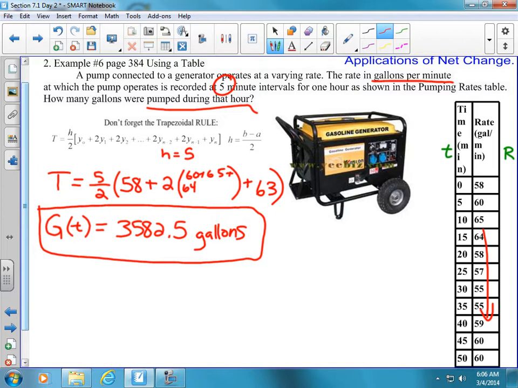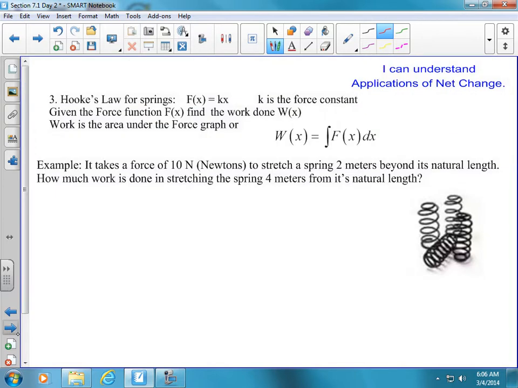Last but not least, we're going to do a little problem on Hooke's Law. If you guys have had some physics, you might have seen this. I am by no means an expert on Hooke's Law, but this is Hooke's Law. The spring goes up and down, and k is a constant. That's always good to know. If you have f(x), which is the force of the spring, you can find the work done by taking the antiderivative of the force.